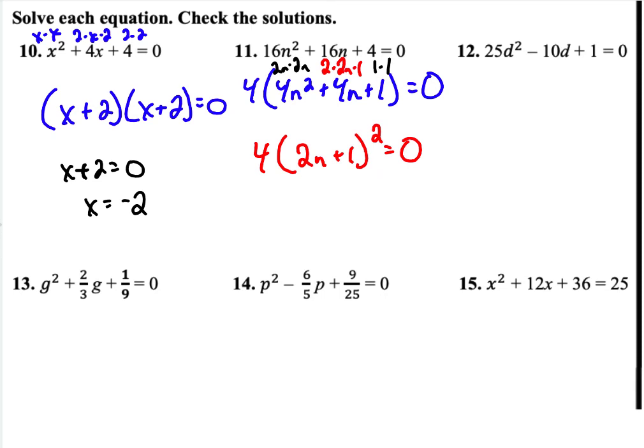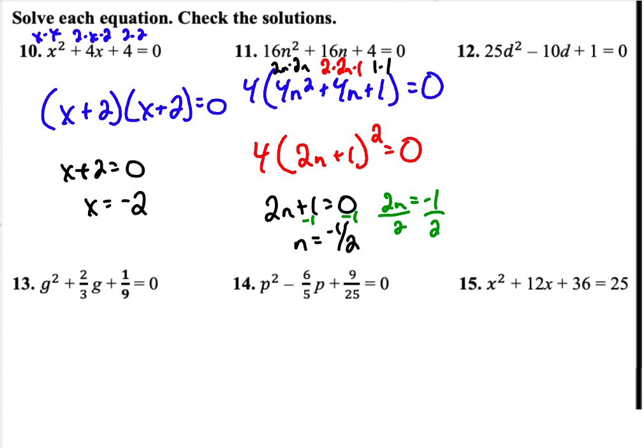But I got to solve it, so I go ahead and set them equal to 0. 2n plus 1 is equal to 0, so n is equal to negative 1/2. Okay, remember, if you need to show that work, that's okay. So I'd get 2n is equal to negative 1, I divide them each by 2, and that's how I get my negative 1/2.